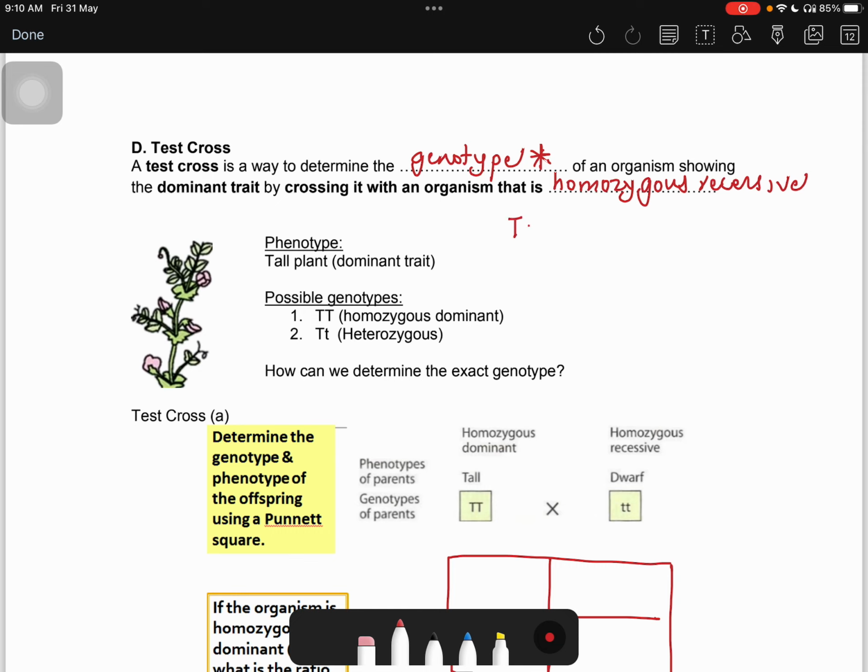We know that for tall plants, there are two possible genotypes. One is homozygous dominant, big T, and one is heterozygous. Both will look tall from the outside appearance. So how do we know which genotype the organism has? A test cross is used to determine this based on the outcome. We know that different combinations give rise to different ratios at the end, so using a test cross, we can work backward to determine it.